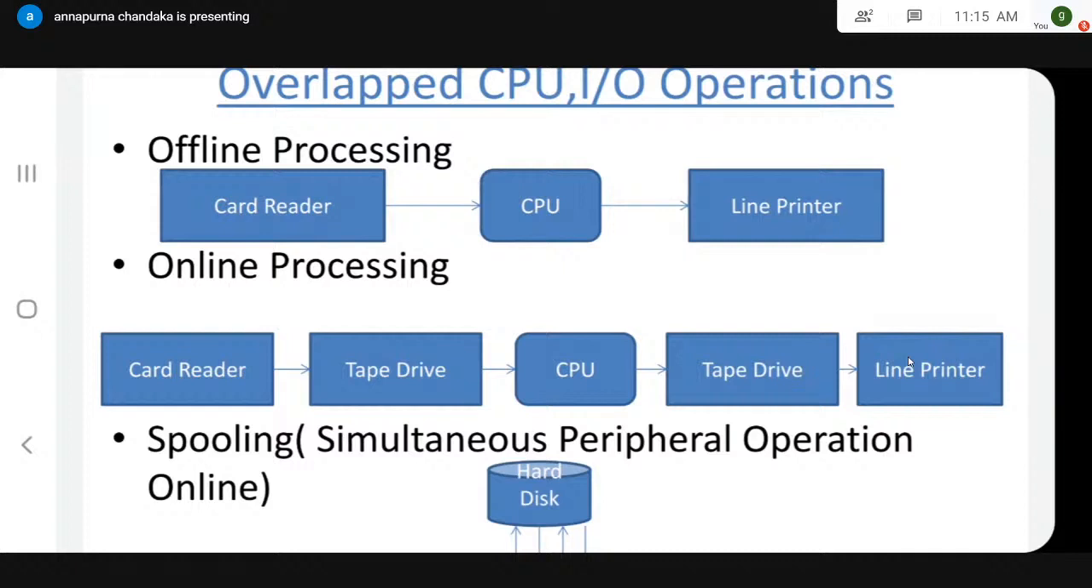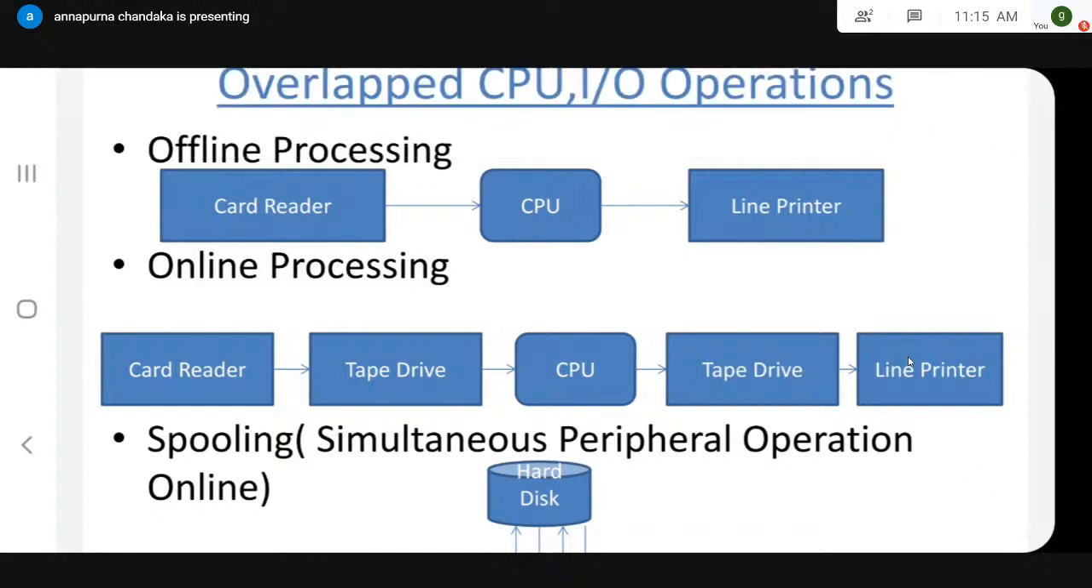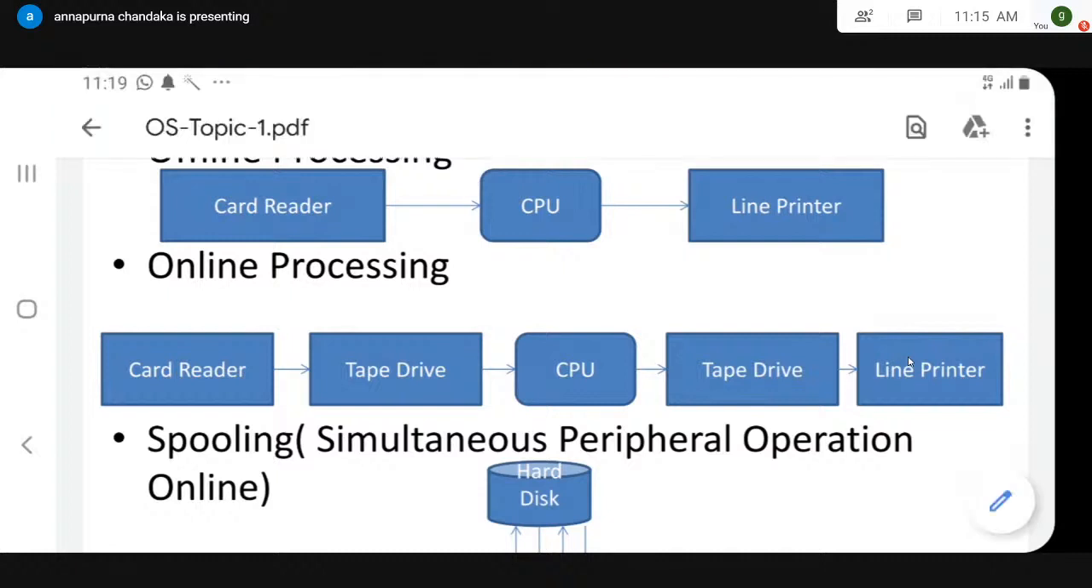And whatever output is produced is not directly copied onto the line printer. It is again transferred to the tape drive. From the tape drive, that information is then transferred to the line printer. Now here you can observe that the CPU speed completely depends on the tape drive. But tape drives work faster than card readers, so we can reduce the idleness of the CPU somewhat.